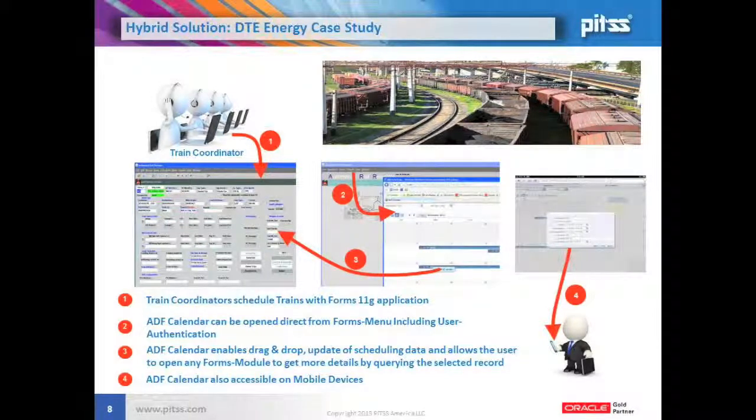Prior to having this calendar, all they had was paper and pencil to schedule all these coal trains. They wanted a more automated way of doing this, and that's what we did with ADF. We developed an ADF calendar to provide a nice, rich user interface to quickly and effectively schedule your coal trains. One of the key things was to have the ADF calendar application tightly integrated with the Forms application, so we used a little bit of JavaScript to integrate both applications.